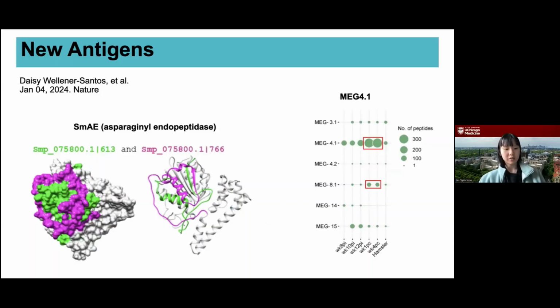This paper actually discovered more than 100 of them, but these two are just the more immunogenic ones. So one of them is SMAE. This is the endopeptidase. This is their AlphaFold predicted structure. And another one is MEG 4.1.